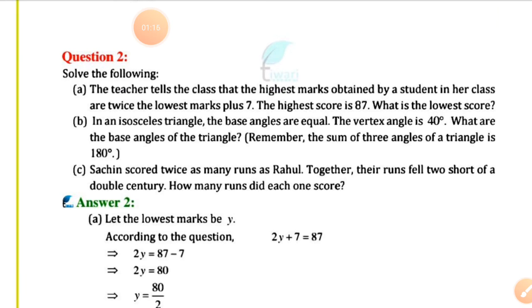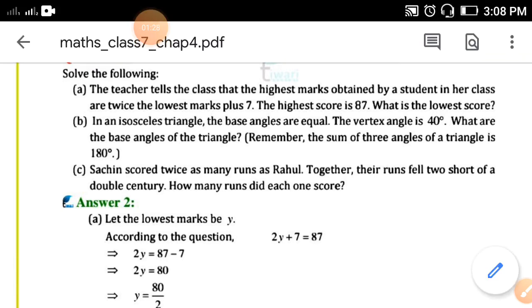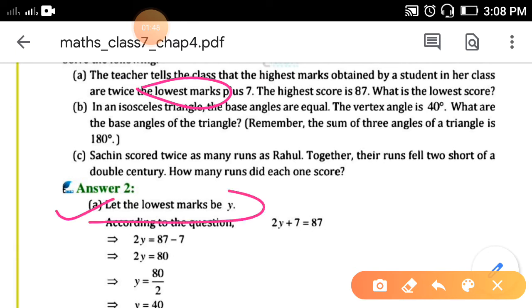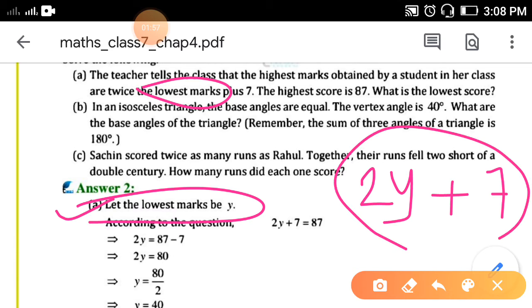Question number 2 is first one. The teacher tells the class that the highest marks obtained by a student in her class are twice the lowest marks plus 7. Highest marks obtained by a student, highest marks, okay. Twice the lowest marks plus 7. So what is the lowest marks? That we don't know. So that we have to take as a y. Let the lowest marks be y. Okay. So that lowest marks is y. Twice of that lowest marks, it means 2y plus 7. Okay. So this is the highest marks.